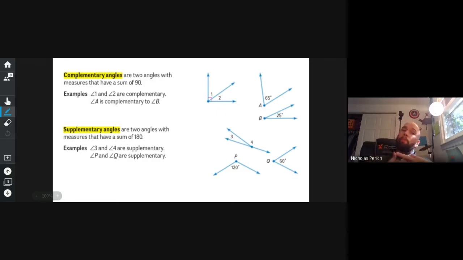Complementary angles. Complementary angles are angles that if you glue them together, you get 90 degrees, like these two. And how do I know these two are complementary? Because 65 plus 25 add up to 90 degrees. Complementary. How can you remember that? It's right to compliment someone. Get it? Right to compliment someone.